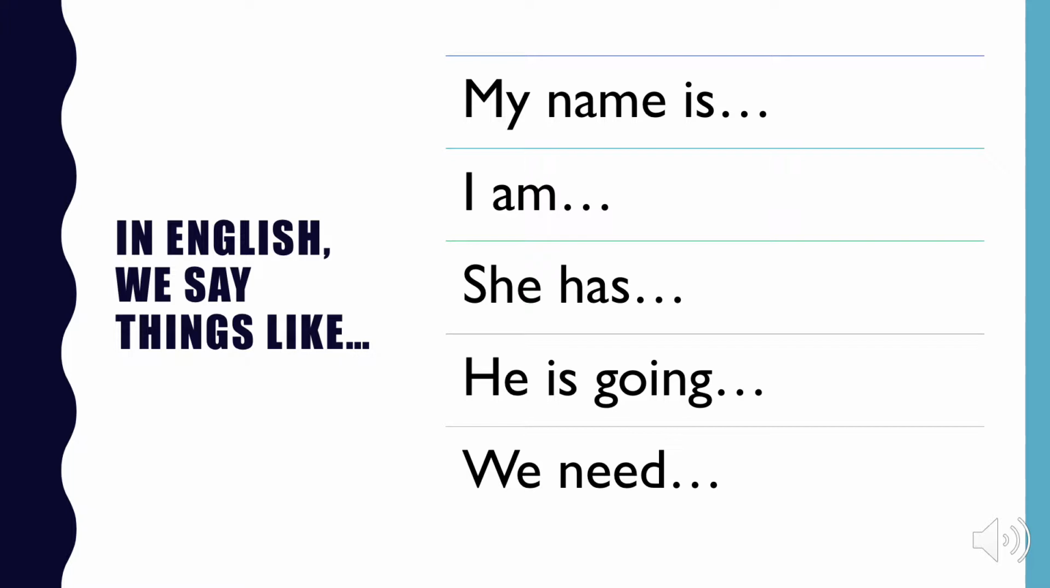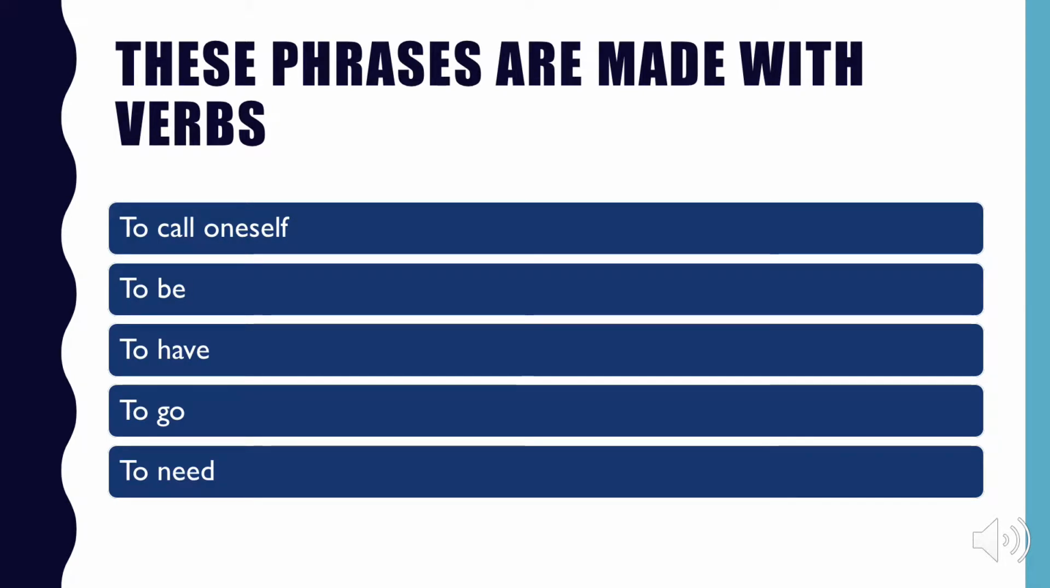Can you pick out the verbs in these phrases? Is and am are forms of the verb to be. Has is the verb to have. We also have the verbs to go and to need. These are what we call the infinitive forms of these verbs. In English, the infinitive forms of verbs start with the word to. So we have to call oneself, or my name is. We have to be, to go, to need, and to have.